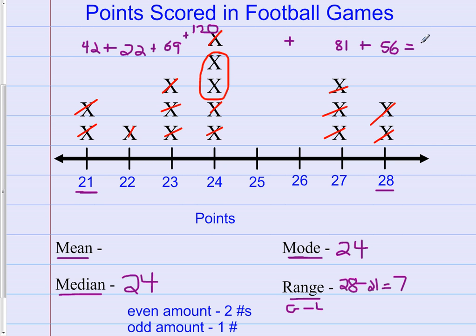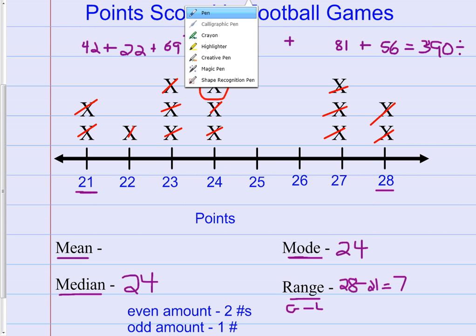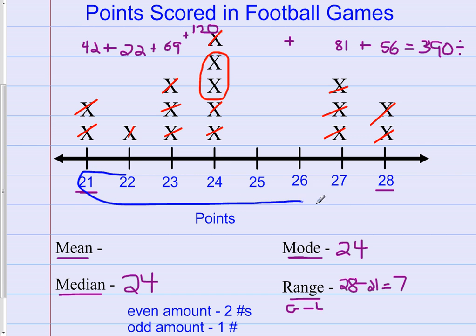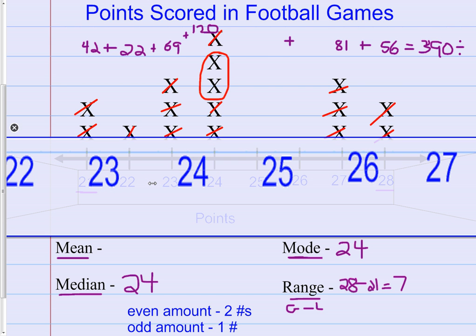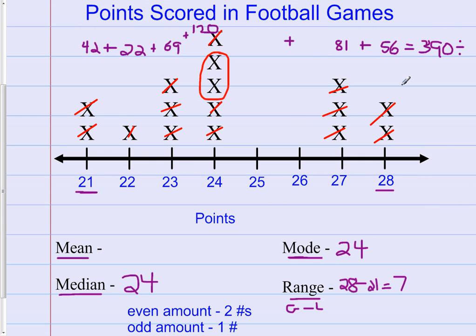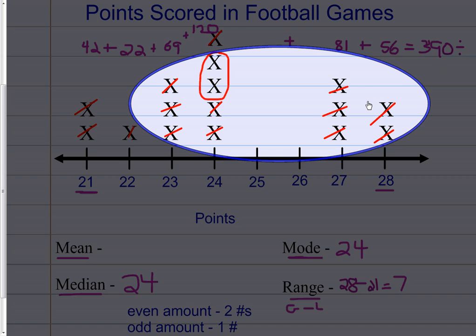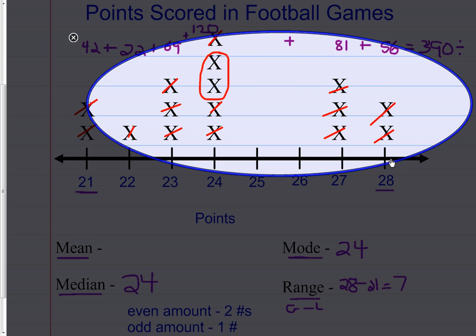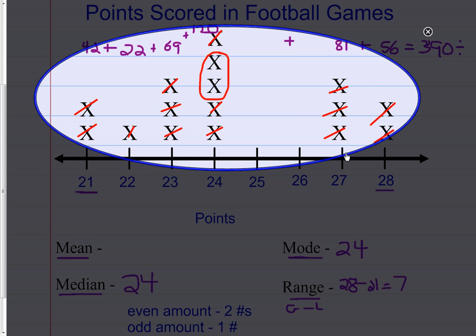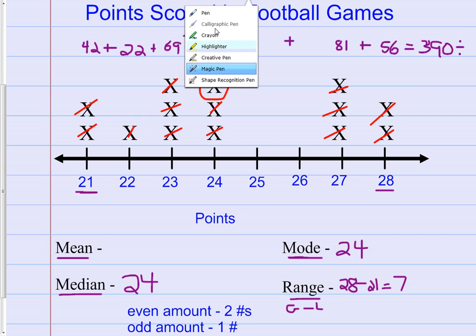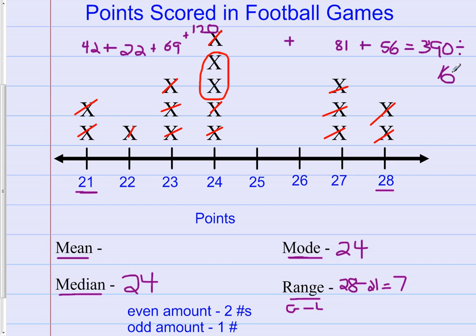Well, these add up to a total of 390, which I'm going to divide by, well, let's see, 21, 22, 23, 24, 25, 26, 27, and 28. There's all these numbers, but these are not the data. This down here is not my data. My data is all of these in here. Okay, these are all my data. So I want to divide by the total number of X's I have, which in this case is 16. So I'm going to divide it by 16.